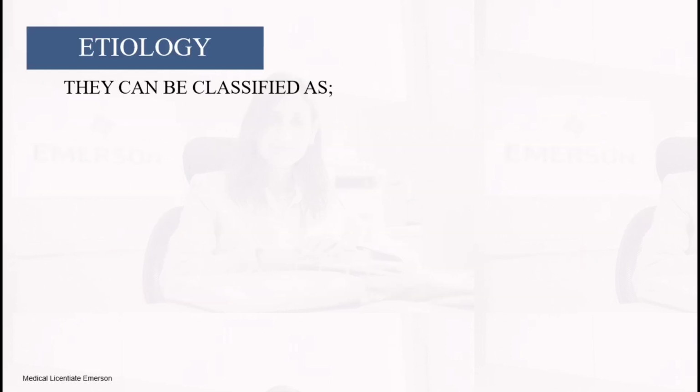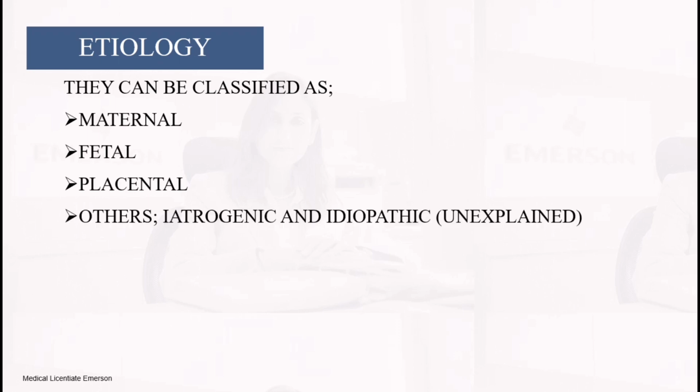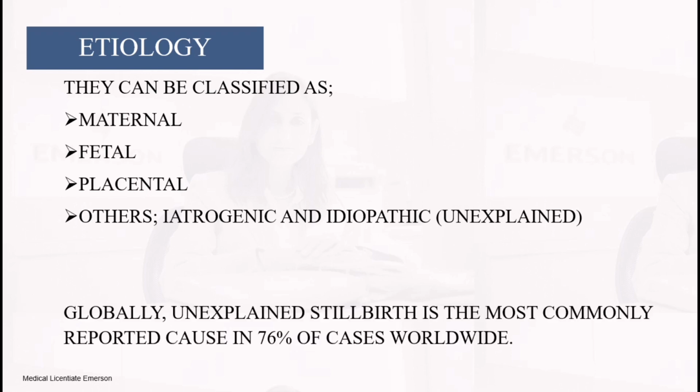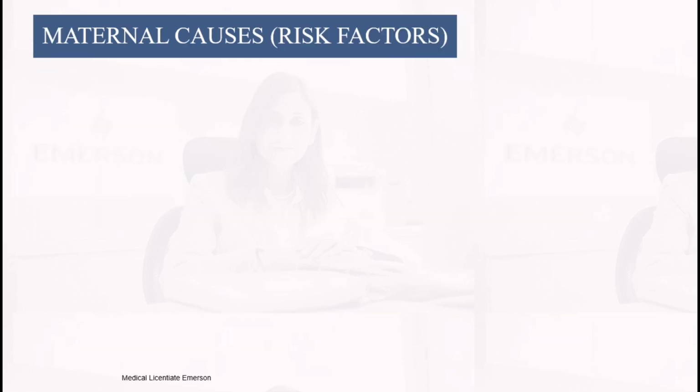Okay, then the causes of intrauterine fetal death are classified as maternal, fetal, placental, and others, where we have iatrogenic and idiopathic, which is also known as unexplained. Globally, unexplained stillbirth is the most commonly reported cause, in 75% of cases worldwide. Then we are going to start with the maternal causes or maternal risk factors for IUFD.